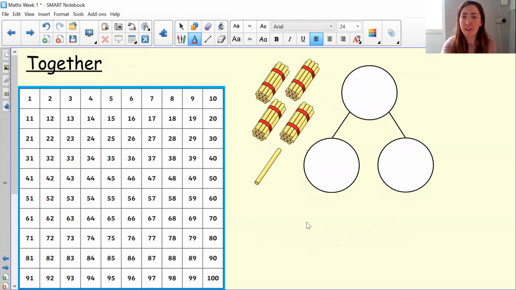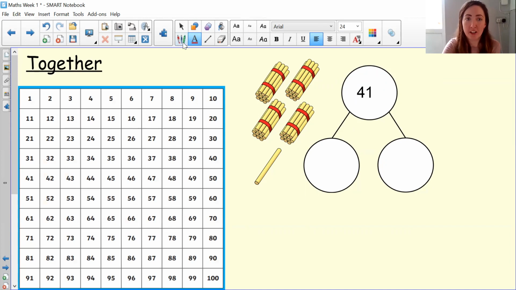Okay, let's do this one together. So we have a picture of straws this time. So firstly, can you tell me how many 10s and how many 1s there are? That's right, there are 4 10s and 1 1. What number is that then? If there's 4 10s and 1 1. That's right, it's 41. 4 10s and 1 1.